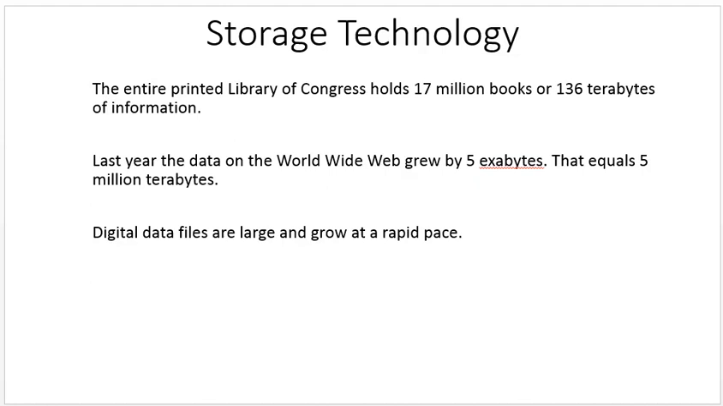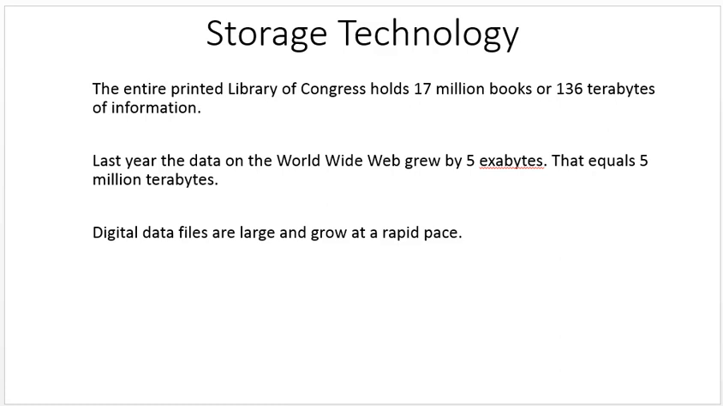Okay, let's talk about storage technology. The entire printed Library of Congress holds 17 million books, or 136 terabytes of information. So just think about that: the largest library in the world, containing almost all the books ever written by mankind. 136 terabytes of information.